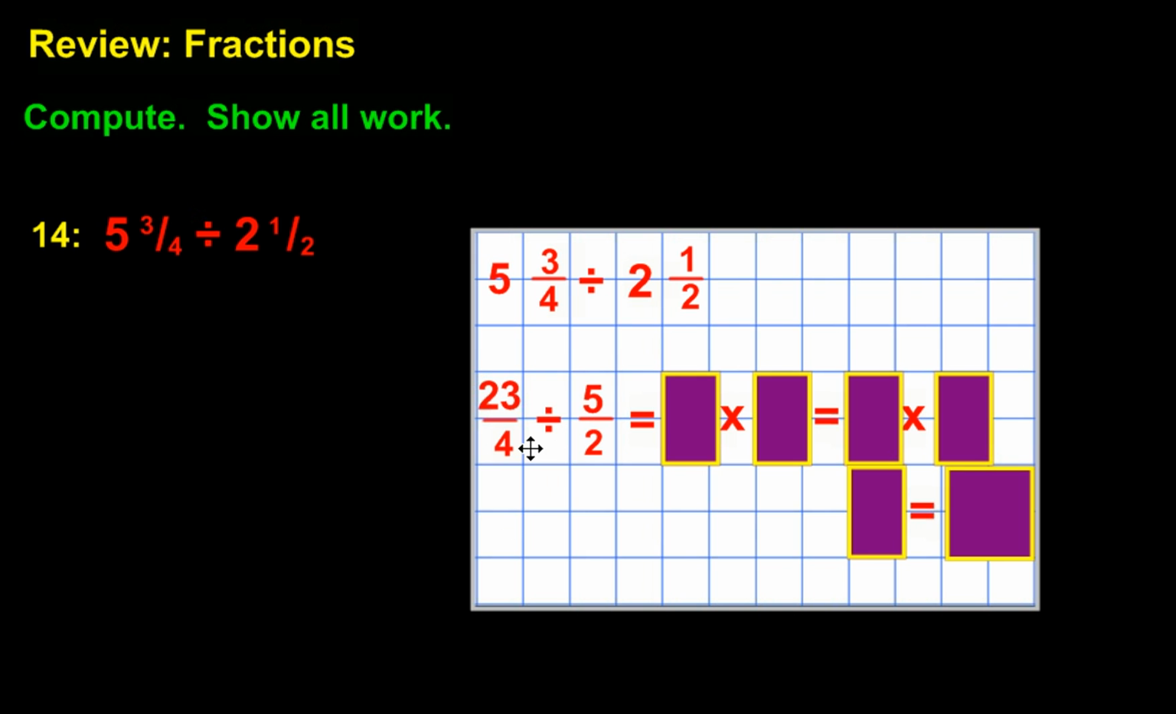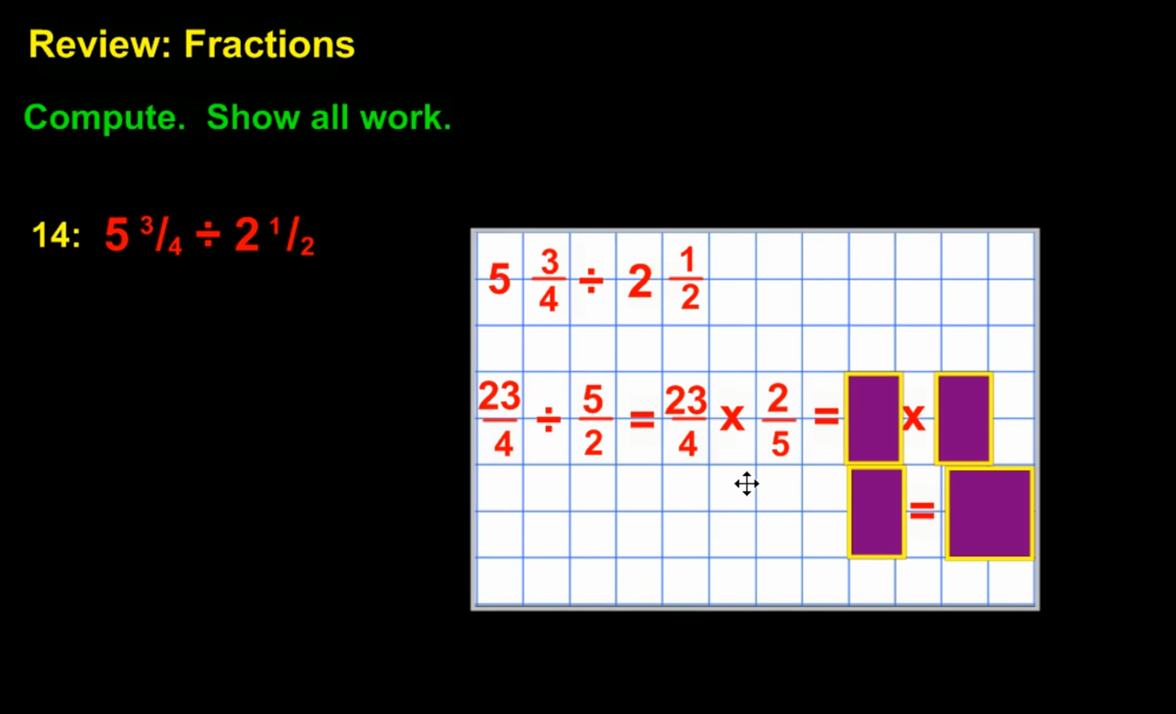Now, the next step is changing this from a division problem to a multiplication problem. And the way we do that is the first fraction stays identical to exactly what it is. So 23 over 4 stays 23 over 4. The second fraction, we take the reciprocal of it, or flip it. So instead of 5 over 2, we get 2 over 5.